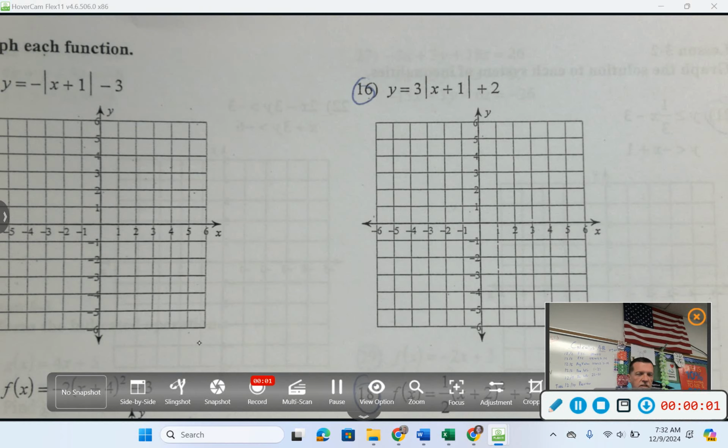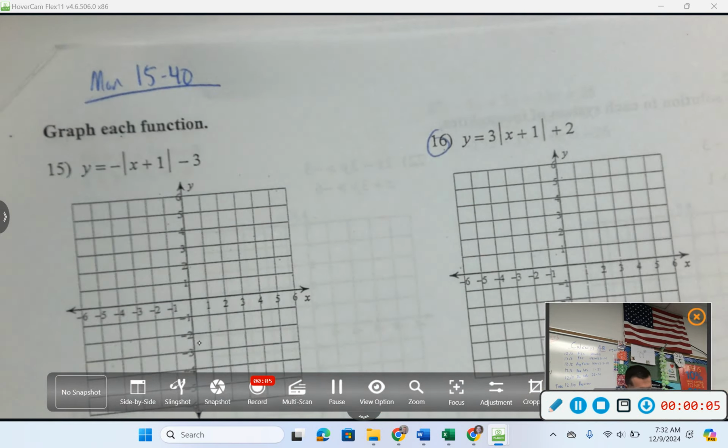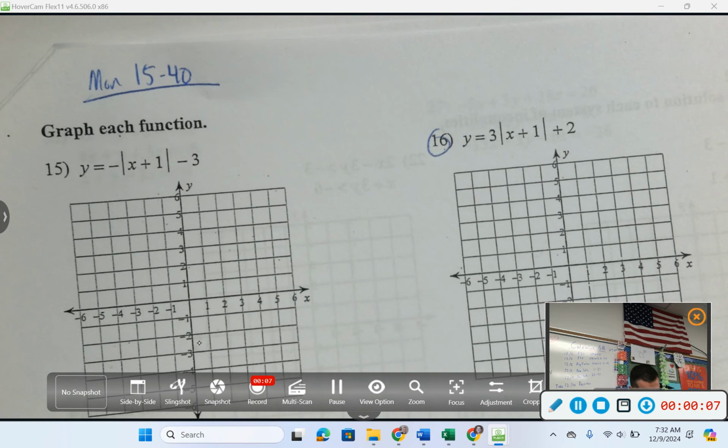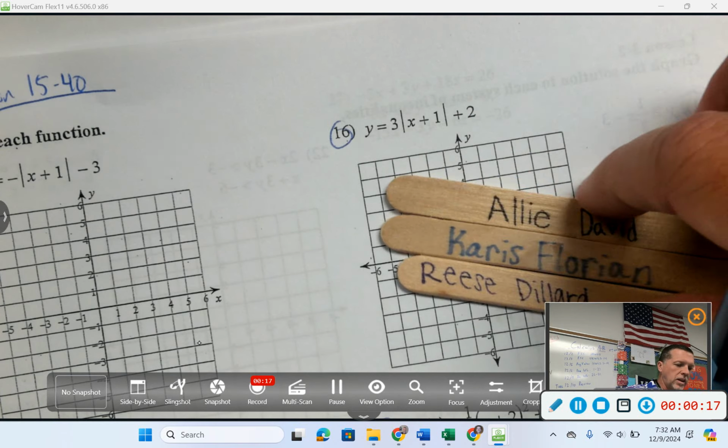Start with number 16. Again, today is 15 through 40. So once you get the hang of one section, you're free to kind of jump ahead if you can see what's going on. This is, I think, easy, but I guess maybe it's been a little bit.